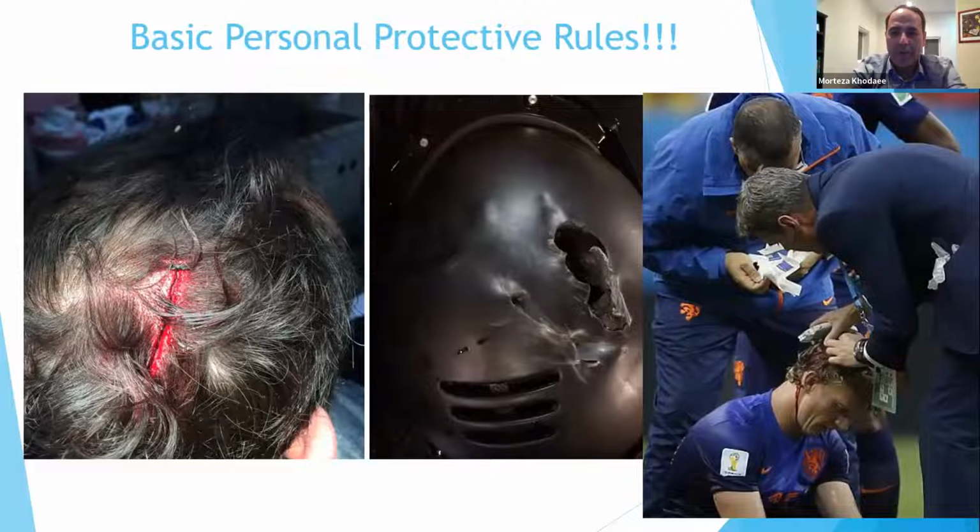personal protective equipment. The picture on the right is a semifinal of the World Cup a few years ago. And you can see the doctor and the trainers obviously do not have any gloves. There's a scalp laceration, and you can just see they're using their bare hands. Try not to do that. You can easily grab gloves to do that.